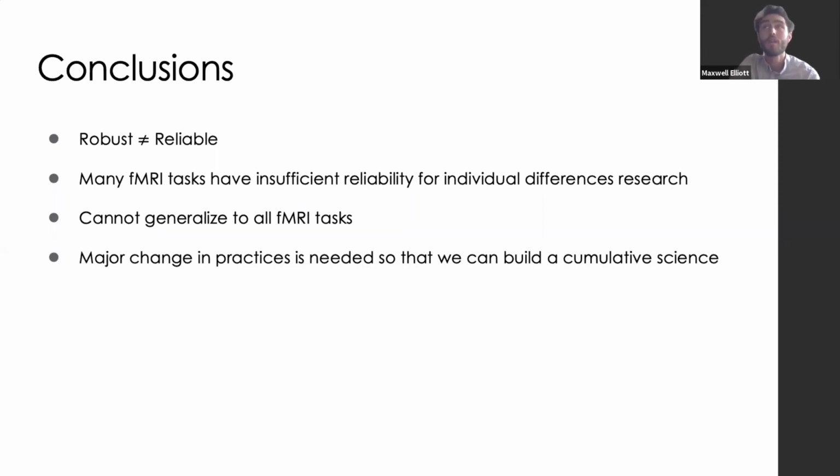We think that major changes in practices are needed so that we can build a cumulative science in task fMRI. Currently, a lot of individual differences studies investigate these tasks that we're showing you right now. And we want to be careful to make sure that we have a cumulative science that's built on reliable associations. And right now, the current state of many of the test-retest reliability estimates here aren't high enough for that.